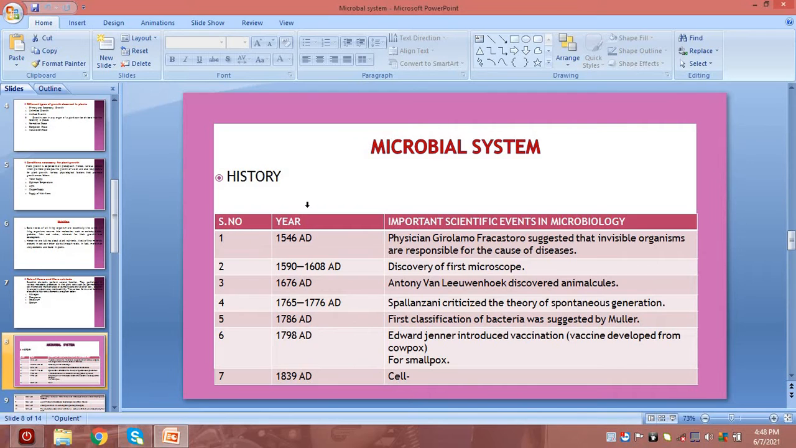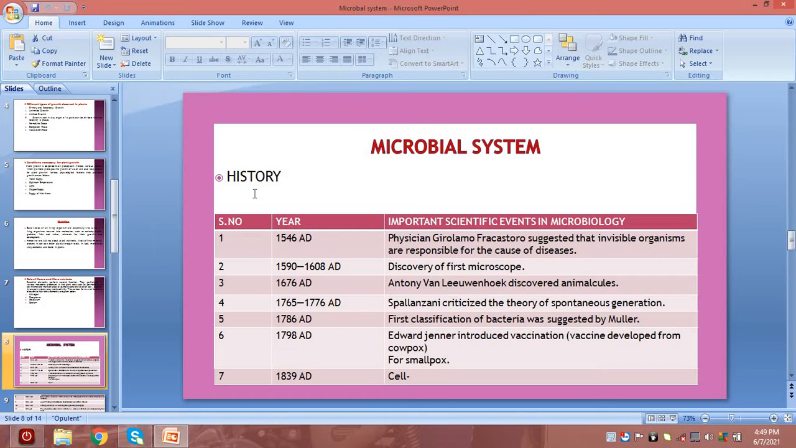So this microbial system mainly deals with the microorganisms like bacteria, fungi, virus, algae. All these microorganisms will be included in the microbial system. It includes the study of the microscopic organisms, the history of microbiology or the history of the microbial system. We'll see that here.